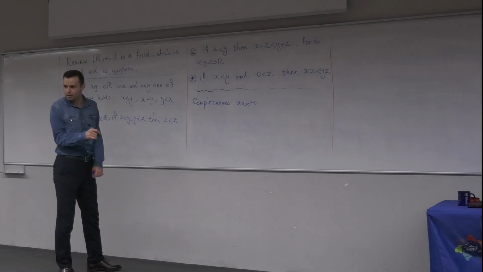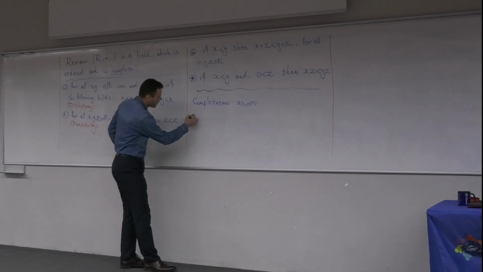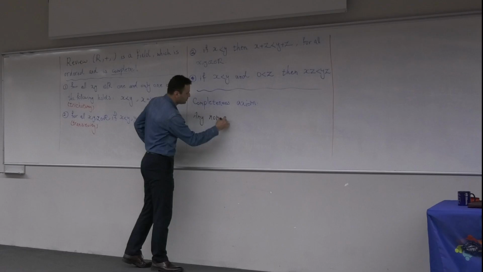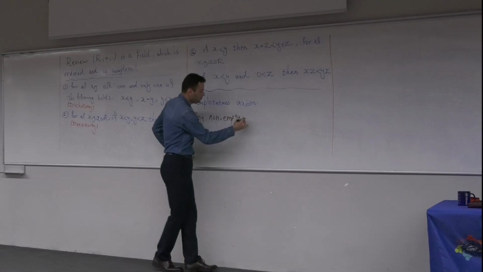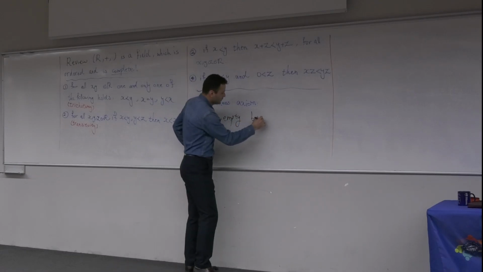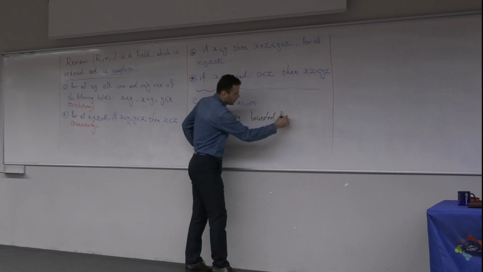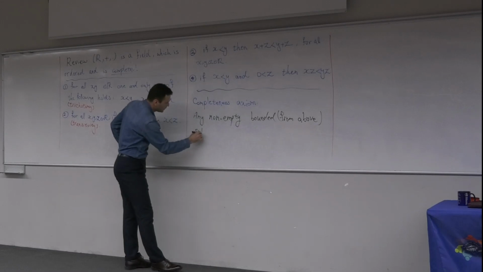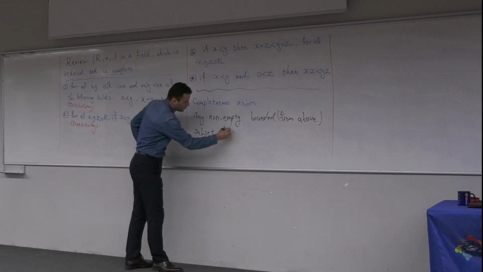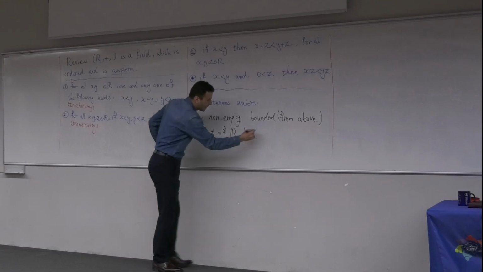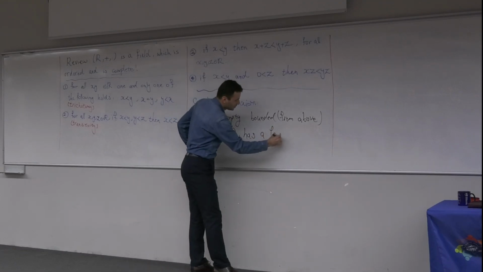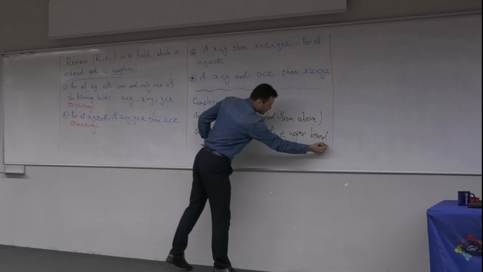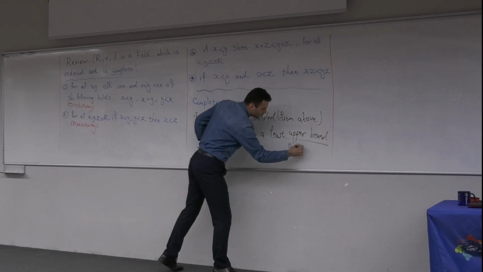Can I read? Yes, of course. Any non-empty and bounded subset of R has a unique least upper bound. Yes, any non-empty subset of R bounded from above has a least upper bound. We call this the supremum.